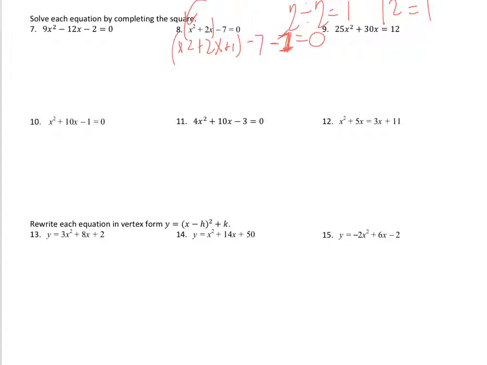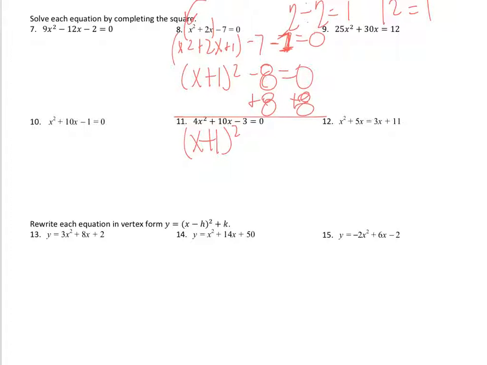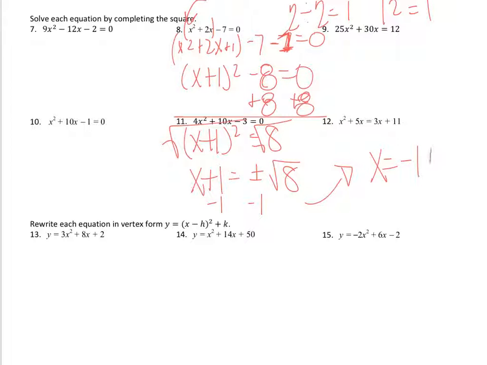The whole reason we did that is so the first piece would factor into x plus 1 squared. And I have a minus 8, and that is 0. I'm going to add 8 to both sides, and I get x plus 1 squared equals 8. And then I would square root both sides. I get x plus 1 equals positive and negative radical 8. And then I would subtract 1 on both sides, and that will give me x equals negative 1 plus or minus radical 8.